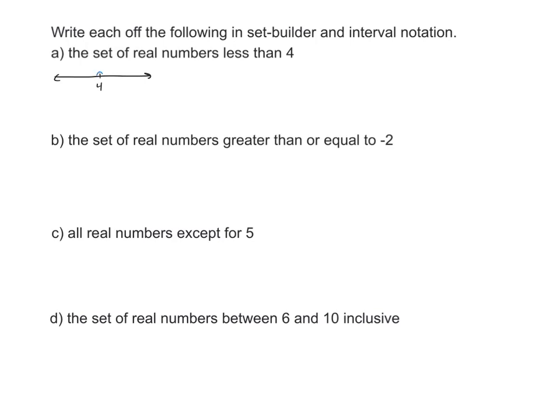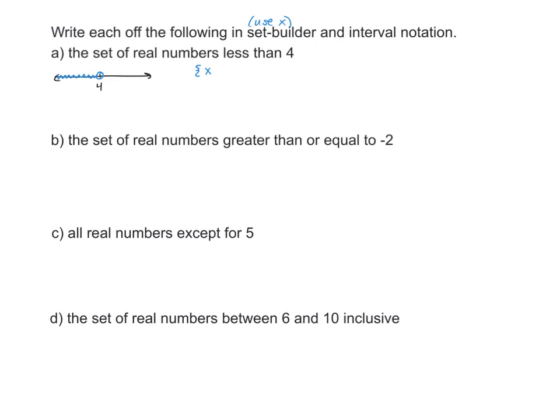So I'm going to think about an open circle here. I want all of those values that are less than 4 or to the left of 4. So for set builder notation, we'll use the variable x as our variable in our set. Set builder notation, since it's a set, uses the curly brackets, and then it describes what variable we're working with. So we're going to use x.